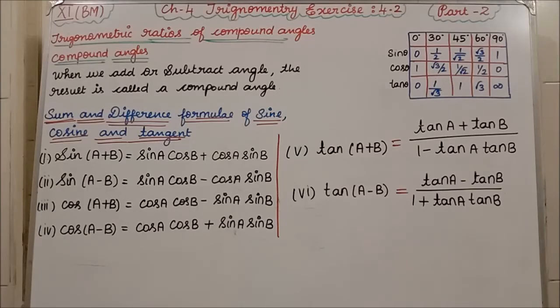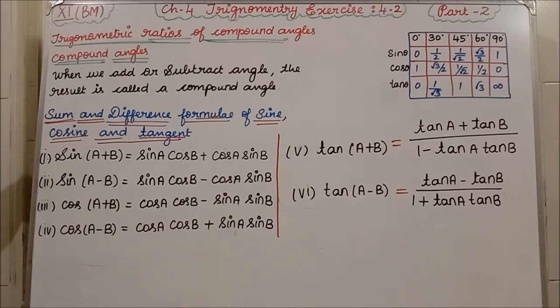Next, we are going to see exercise 4.2. This is the note for that. See the notes. The topic is trigonometric ratios of compound angles. Now first we will see what compound angles are. When we add or subtract angles, the result is called a compound angle, which means the algebraic sum of two or more angles are called compound angles.